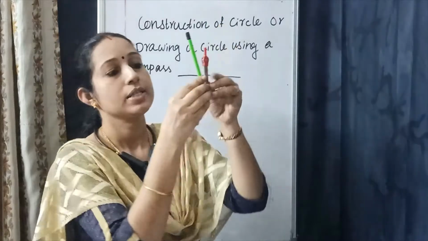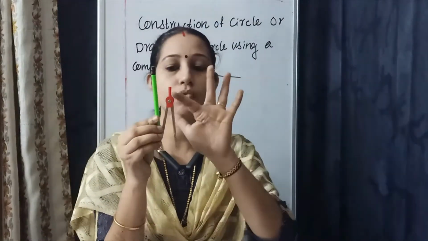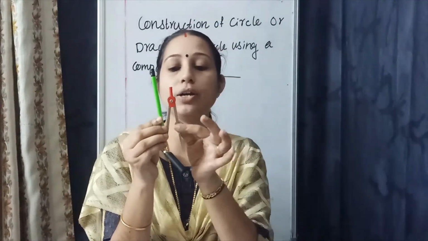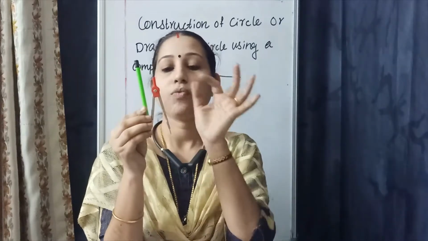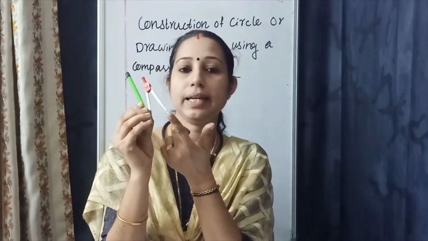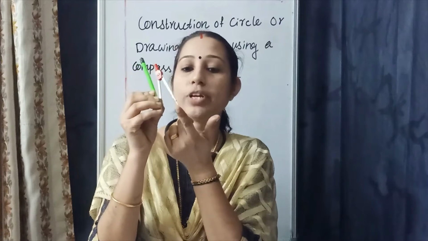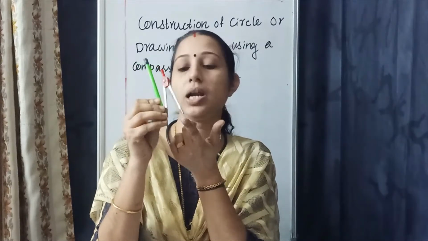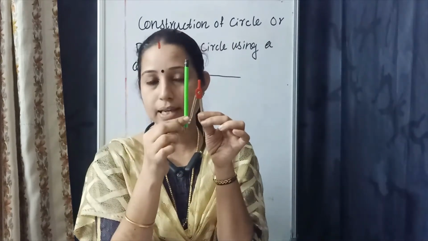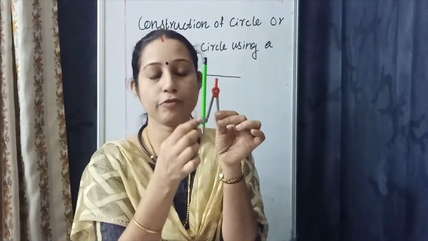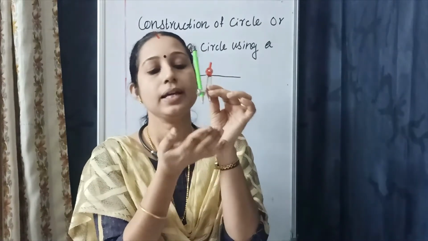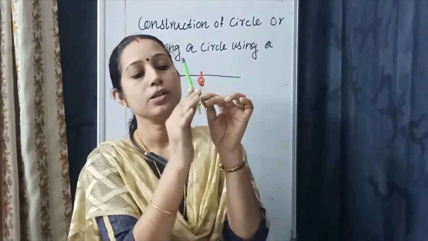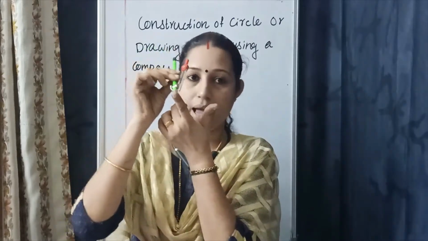So there are different parts. One is the hinge, which controls the two arms. One arm is metallic and has a needle, and we use that needle to fix the paper. Then there is the pencil holder, in which we fix the pencil. The needle and pencil should be in the same line.